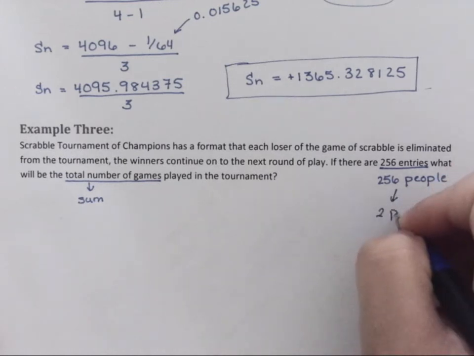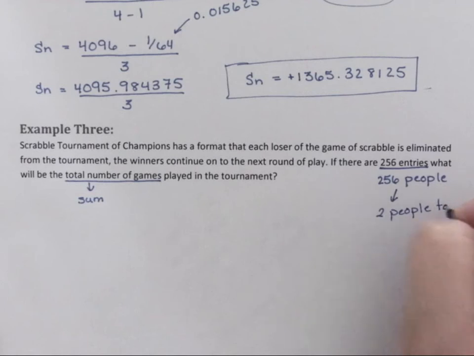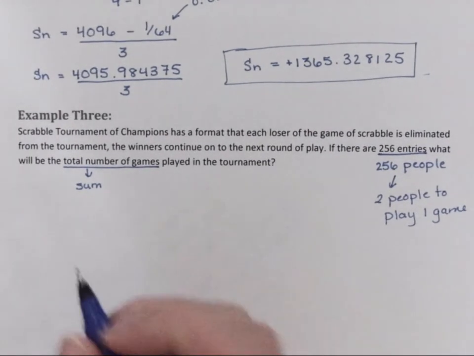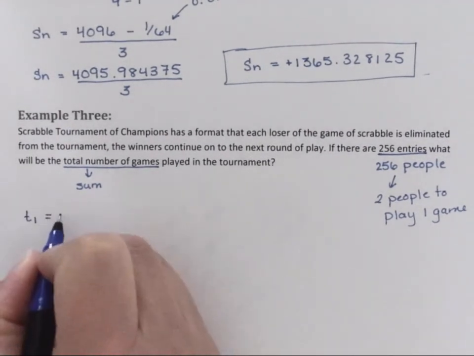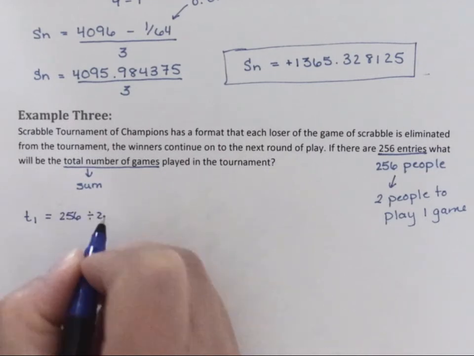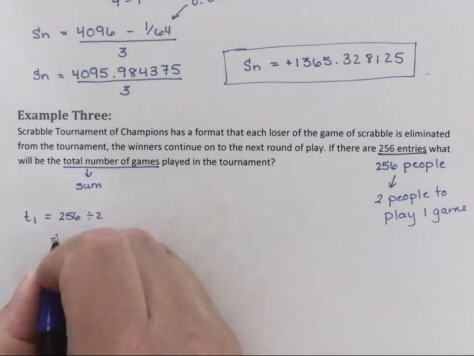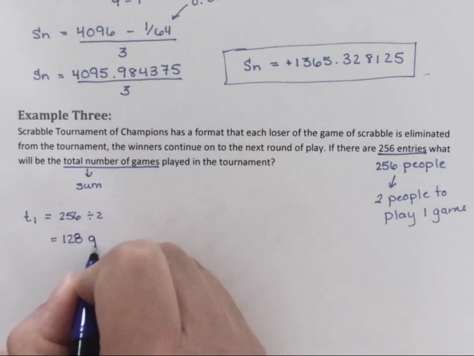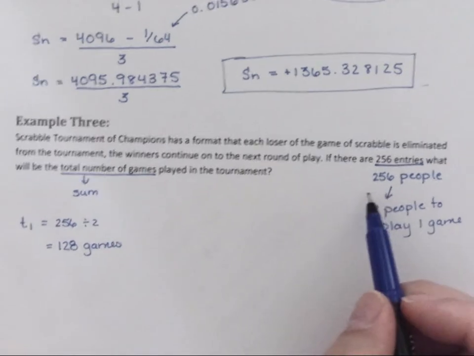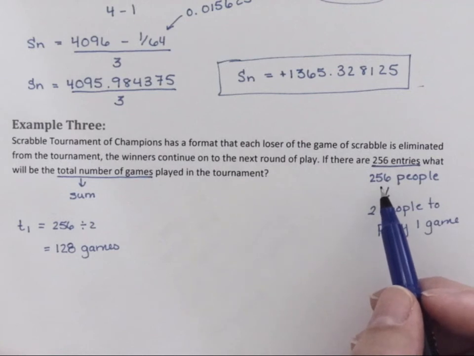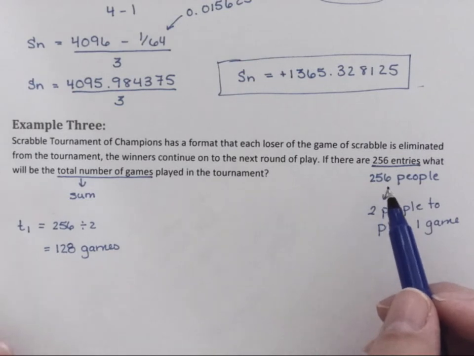So 2 people to play 1 game. So the very first round of play, my T1 is going to be my 256 divided in half, which gives me 128. Because if we said 256 was my first number, that would mean everybody's playing by themselves. And that means everybody's a winner, which means nobody loses, which means nobody's eliminated.